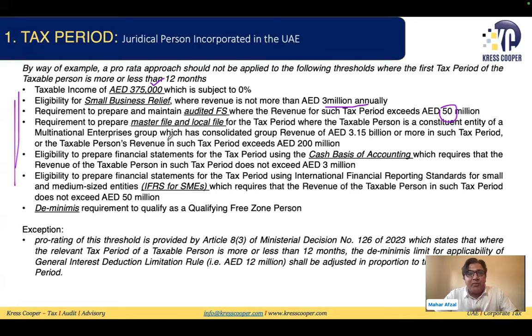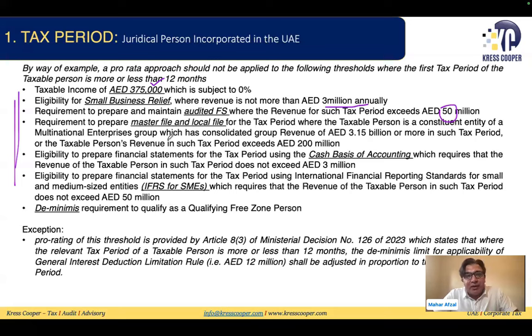if your revenue is between 3 million and 50 million during the tax period, you can apply the IFRS for SMEs. It doesn't matter if your tax period is 6 months or 18 months, you need to have revenue between 3 and 50 million. This is for the tax period. You can't take it on a pro rata basis.